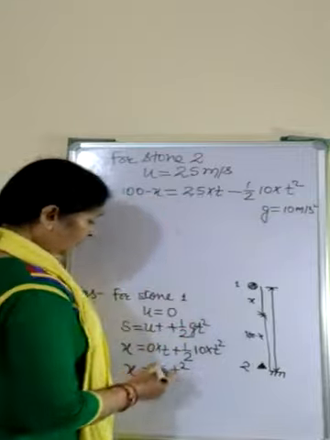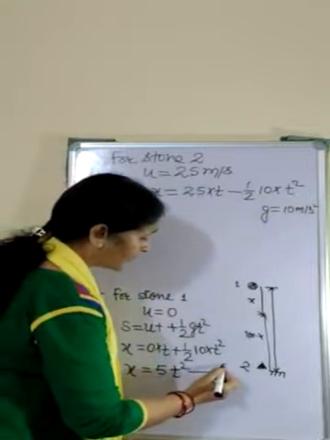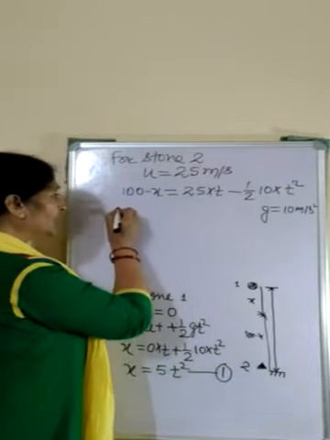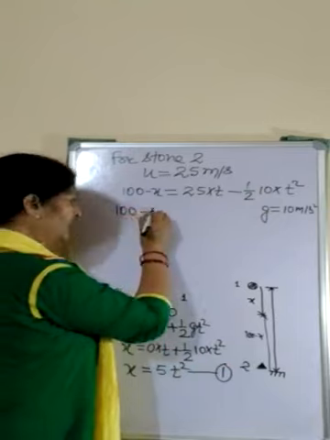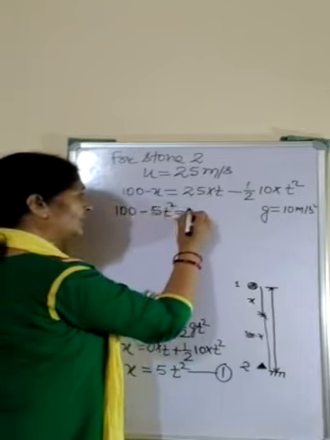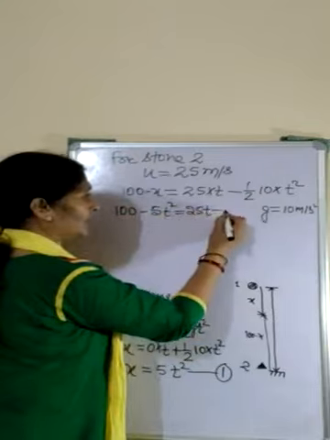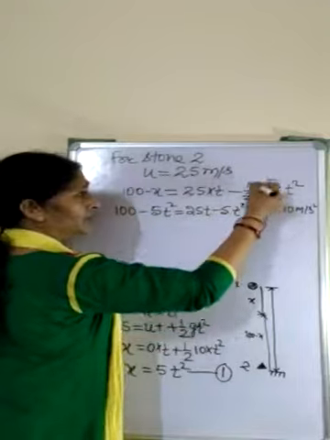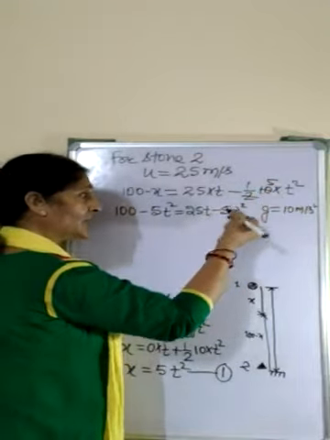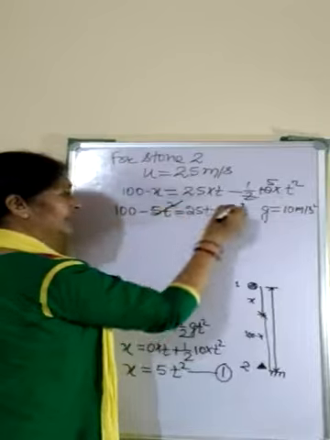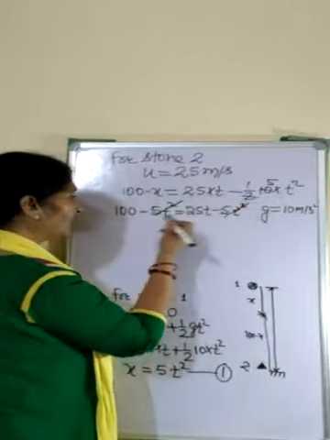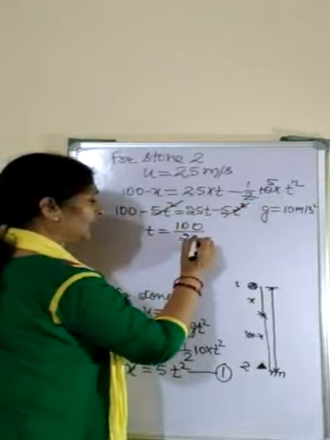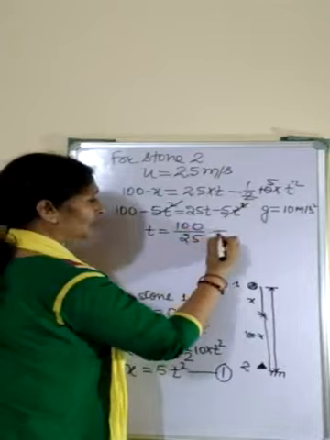Now put the value from equation 1. This is the equation 1, suppose. Now we will put the value of x from equation 1. 100 minus 5t square is equal to 25t minus 5t square. Now this and this term can be cancelled and we will be left with t is equal to 100 by 25, and that is equal to 4 seconds.